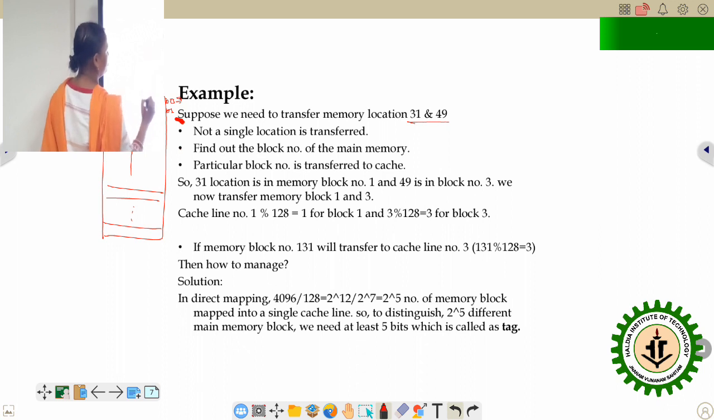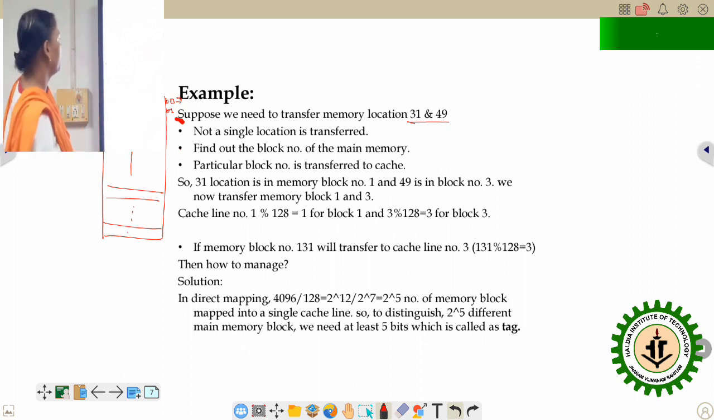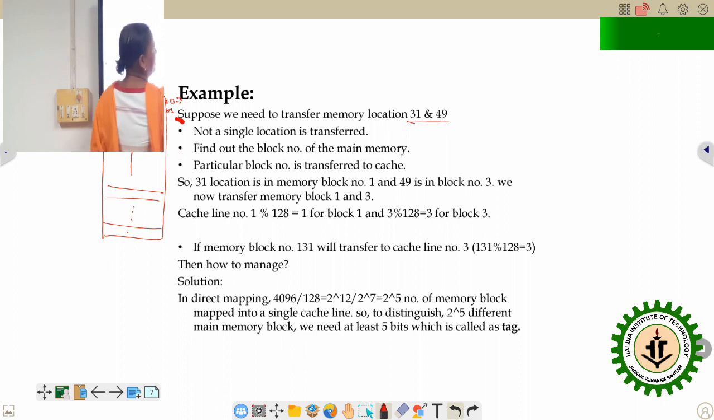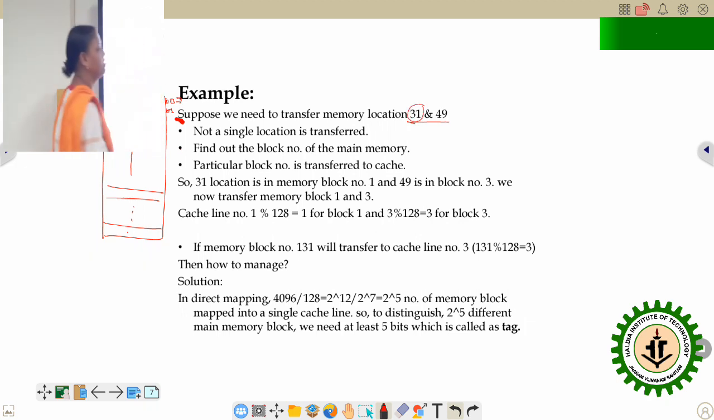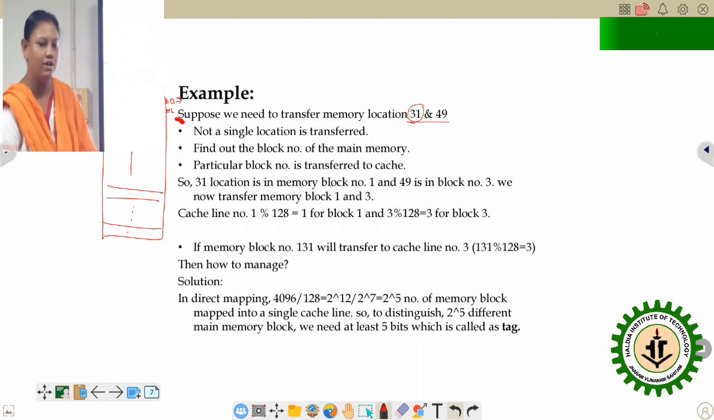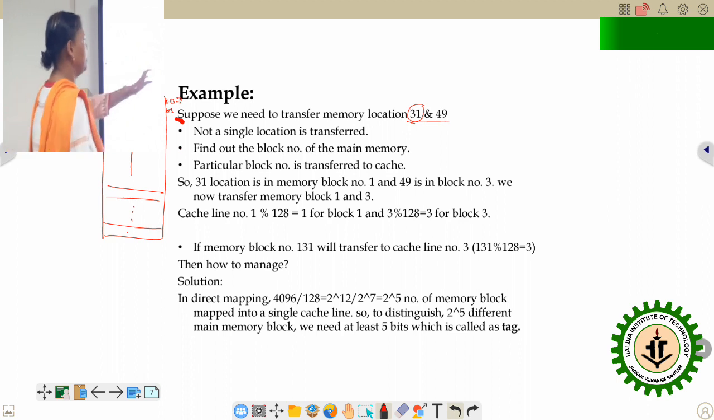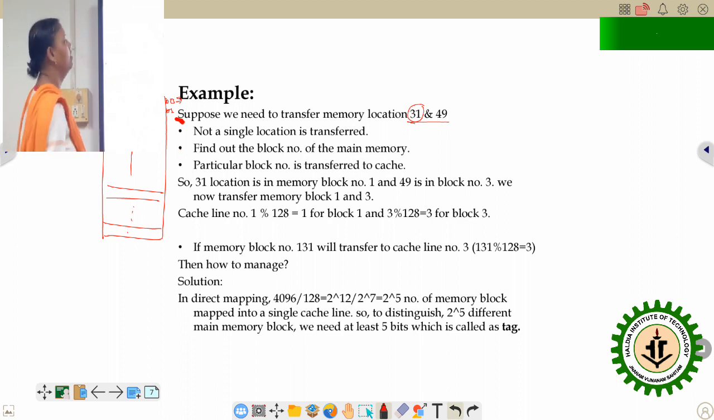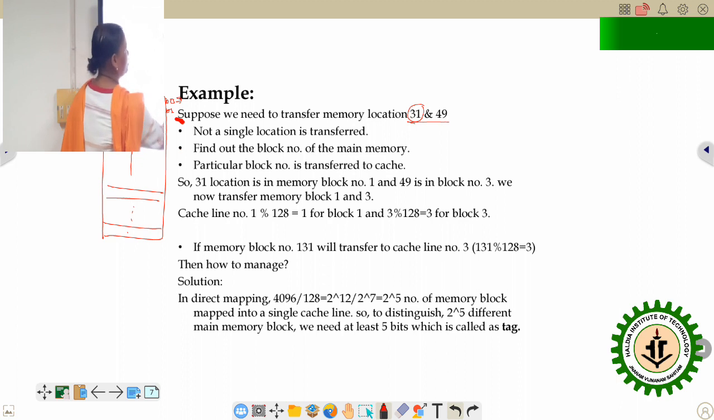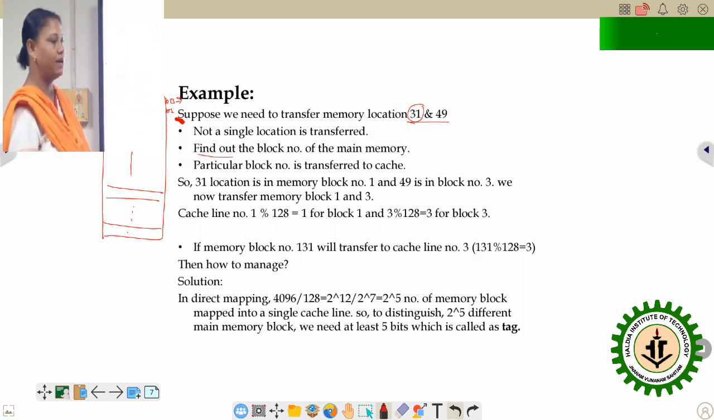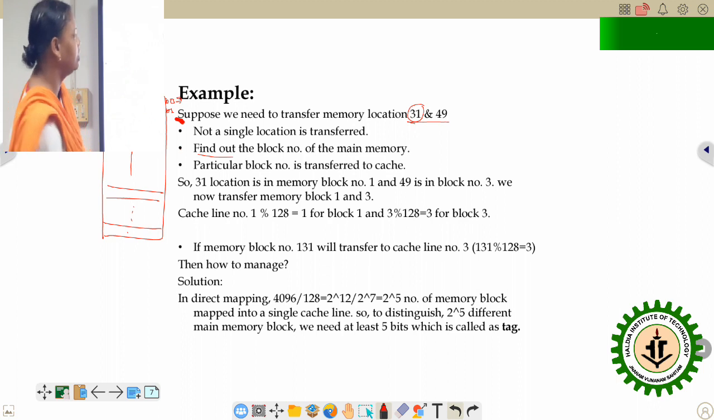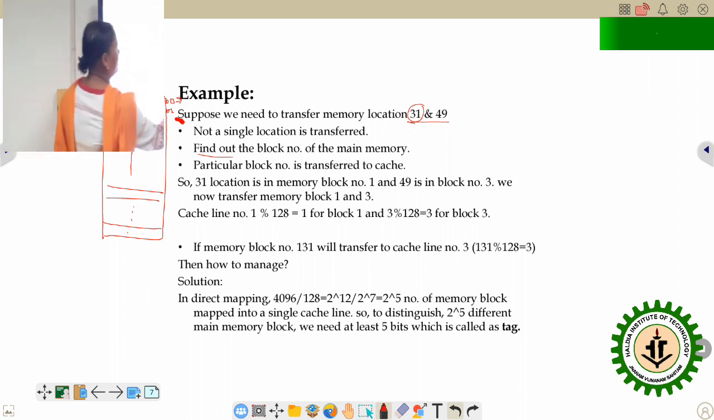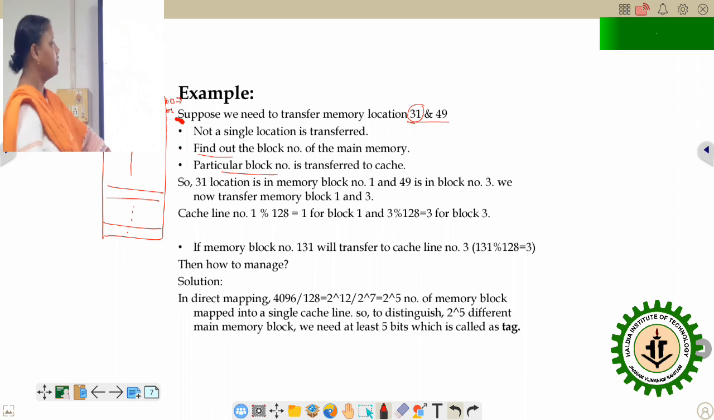So in this way counting goes on. So that is 31. This is a particular memory location. So first we calculate, not a single location is transferred. We first declare that a single location cannot transfer. A block of memory locations is transferred from main memory to the cache memory. So that's why the second point is to find out the particular block number where that particular 31 is present. So that particular block number is now transferred to the cache.